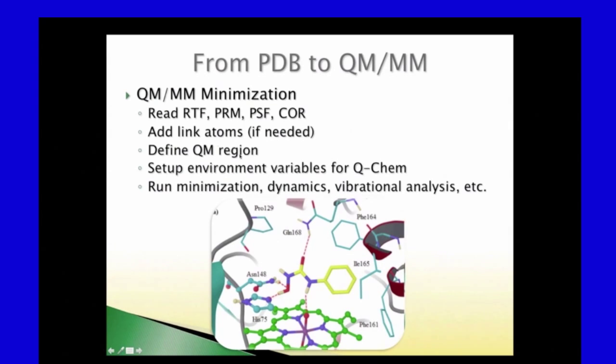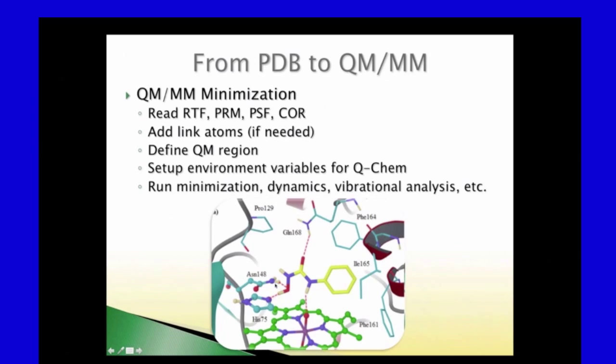The way that you do this is you have to read in all of this information, and then you need to worry about link atoms. You have to define your QM region. Then you have to tell Q-Chem how to deal with this. And then you run whatever types of calculations you want to run.